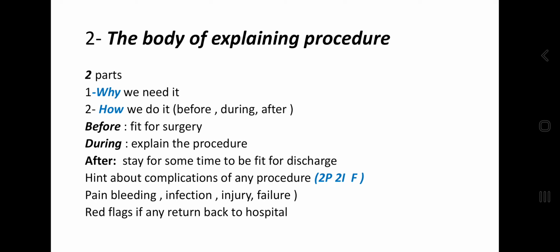During, explain the procedure. For example, you will be in the hospital in a private room. You will lie on your tummy. We will numb your back and insert a needle, and explain how the procedure will be done. After that, you will stay in the hospital for some time to be sure that you are fit for discharge, and highlight the complications of any procedure, to be 2I and F: pain, bleeding, infection, injury, and failure.